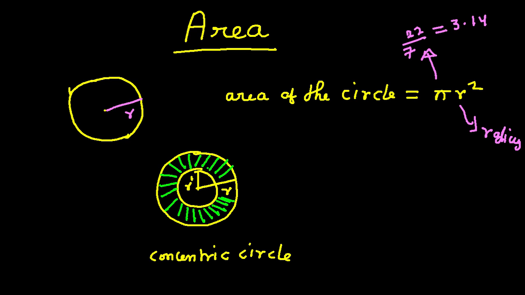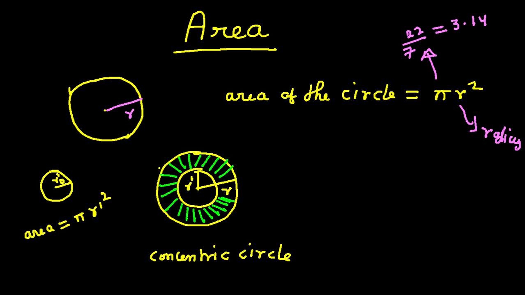Firstly, we will determine the area of this big circle which radius is r. So area of this big circle will be pi r square, and the area of the small circle which is inside it. So this small circle is this, and its radius is r dash. r dash is the radius of this circle. So area of this small circle will be pi r dash square.